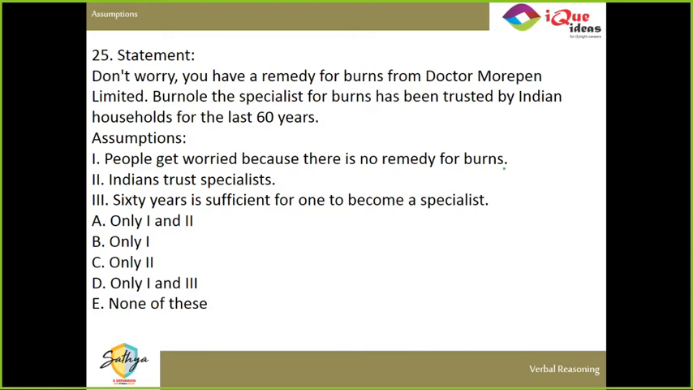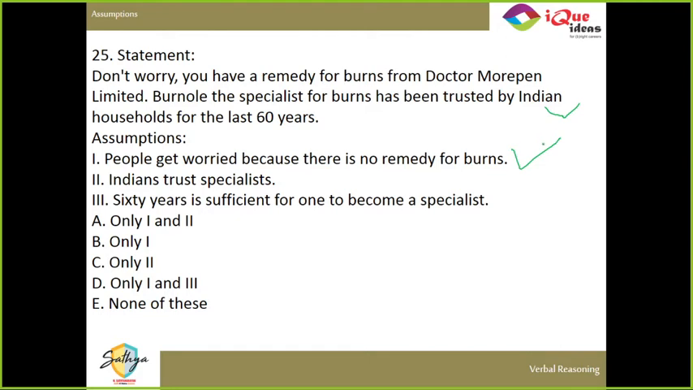Let's check the assumptions. First assumption. If people actually get worried because there is no remedy for burns, then I will tell them, don't worry, there is a remedy. If people are not worried because of this, am I going to start my statement with the sentence, don't worry? No. So, can I say that the first assumption is correct? It is because people get worried that I am telling them, don't worry, I am here. Right? So, my first assumption is definitely true.